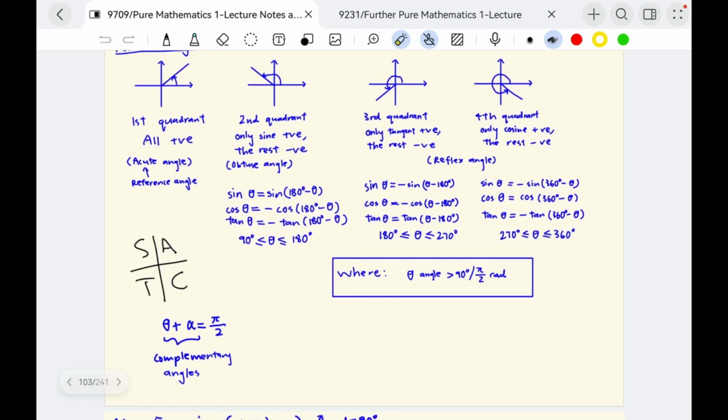Okay, so what is alpha? Alpha is the complementary angle if you take theta as the base angle. So these two angles are known as complementary angles because the sum of them is 90 degrees or pi over 2. Okay, so read through these three by yourself. Okay, where in 2, 3, 4 the theta angle is greater than 90 degrees or pi over 2. Obtuse angle is more than 90 degrees but less than 180, and the rest, third and fourth, are reflex angles, which are both closer to 360 degrees.